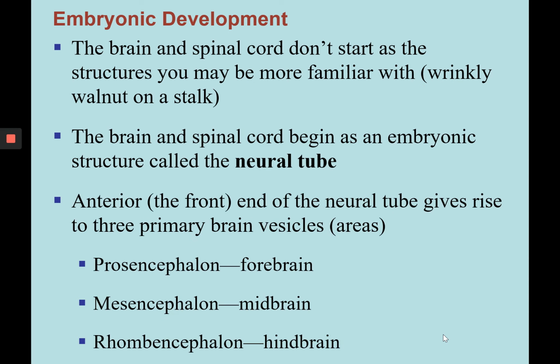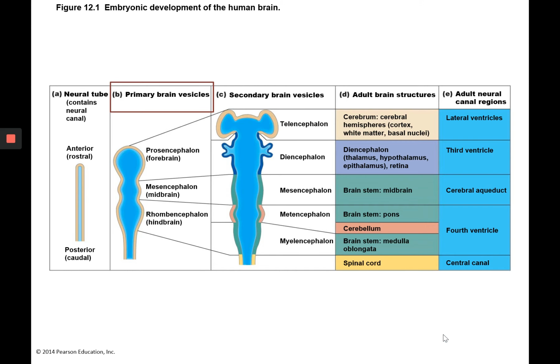If we're talking about embryonic development, we must start with the fact that the brain and spinal cord don't begin as the structures you're familiar with. We're not talking about a wrinkly walnut sitting on a stalk. Instead, initially we'll have to talk about the neural tube. The neural tube is pretty indistinguishable. We know it has a front and back, so it has an anterior rostral side, and it's that front portion where we start to see three primary brain vesicles, or three neural tube swellings, occur. These primary brain vesicles are the forebrain, midbrain, and hindbrain, also known as the prosencephalon, mesencephalon, and rhombencephalon.